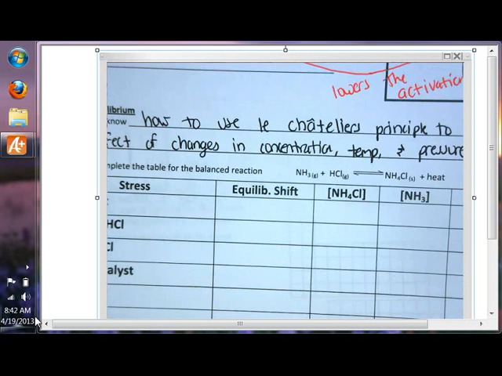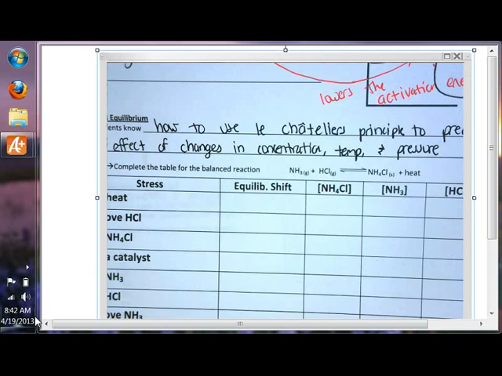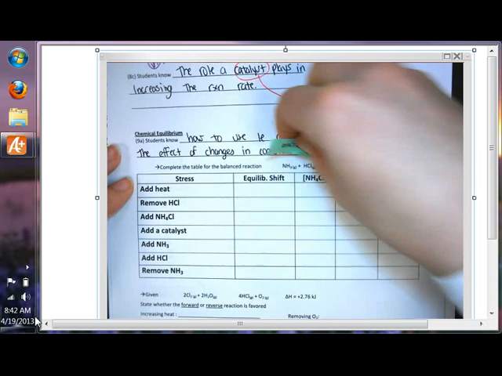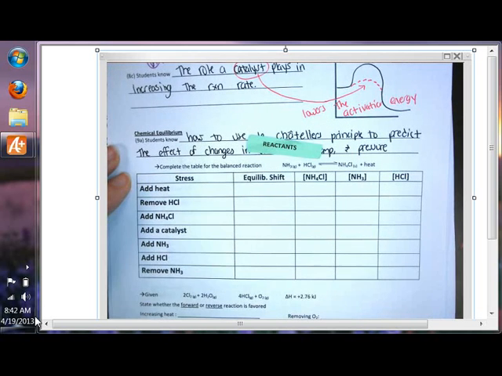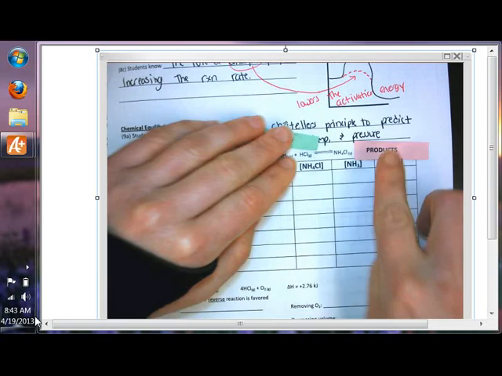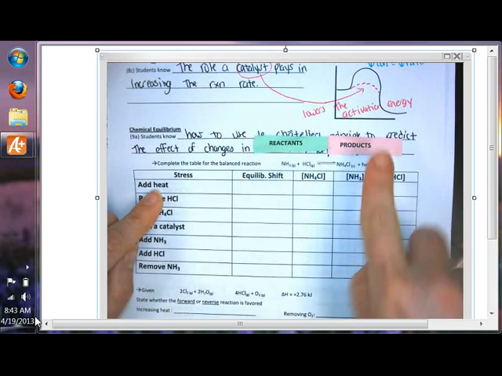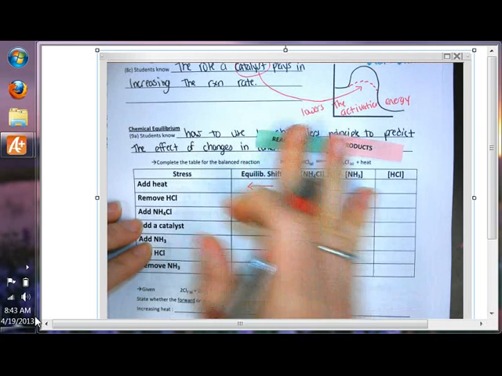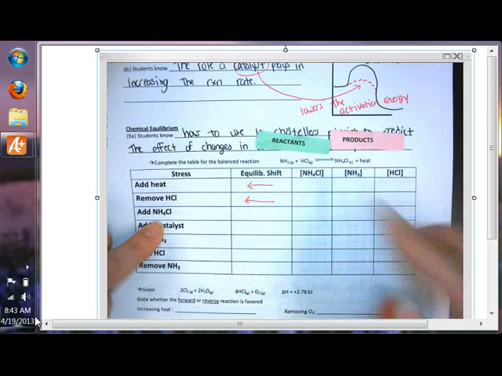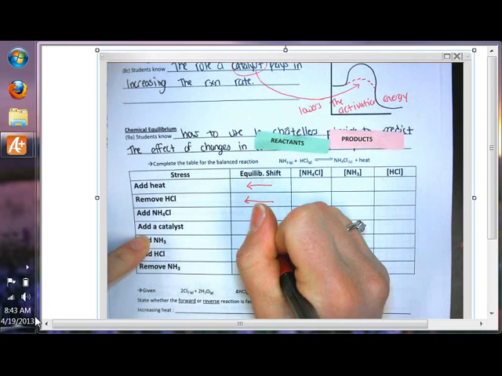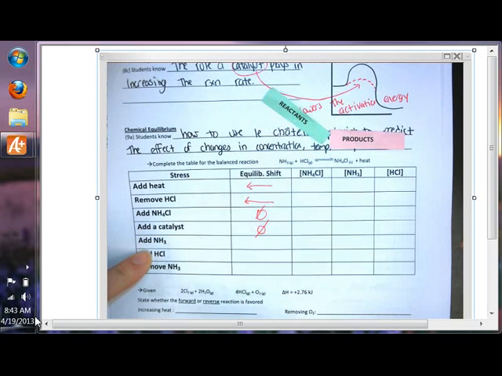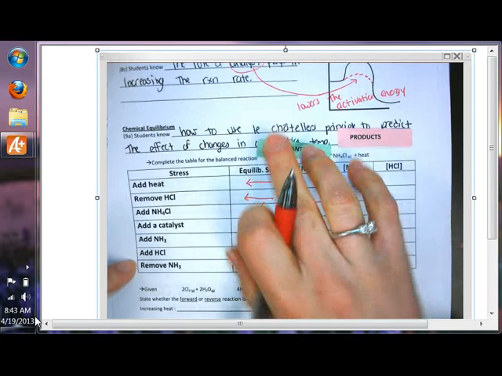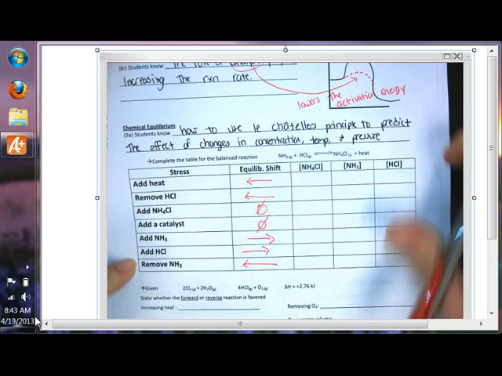Moving on, 9A, students know how to use Le Chatelier's principle to figure out which way it's going to shift. So I am going to go through this, just getting my reactants and my products. I'm going to do this quickly. So if I add heat, heat's a product, it shifts to the left. If I remove HCl, it shifts to the left. If I add NH4Cl, that is a solid, no change. Add a catalyst, no change to the equilibrium. Add NH3, it shifts to the right. Add HCl, shifts to the right. Remove NH3, shift to the left.